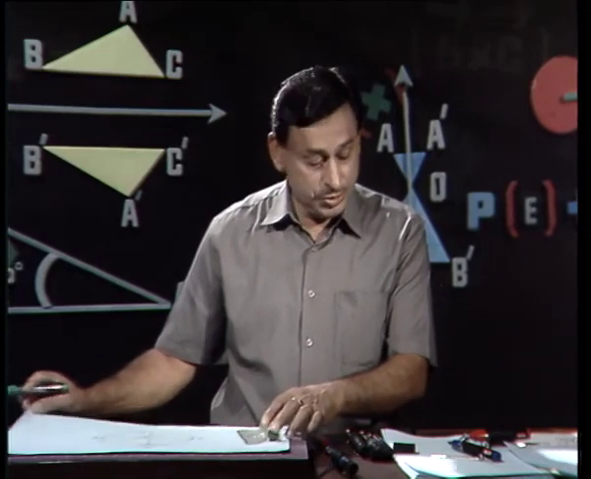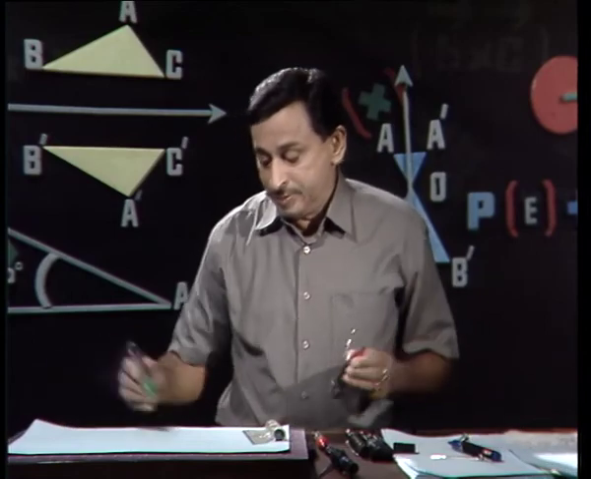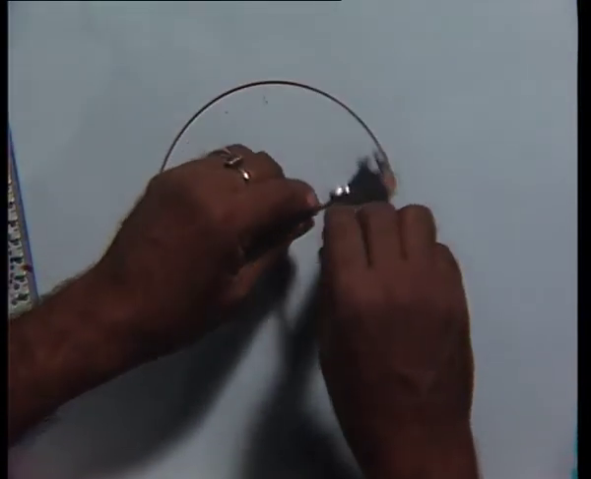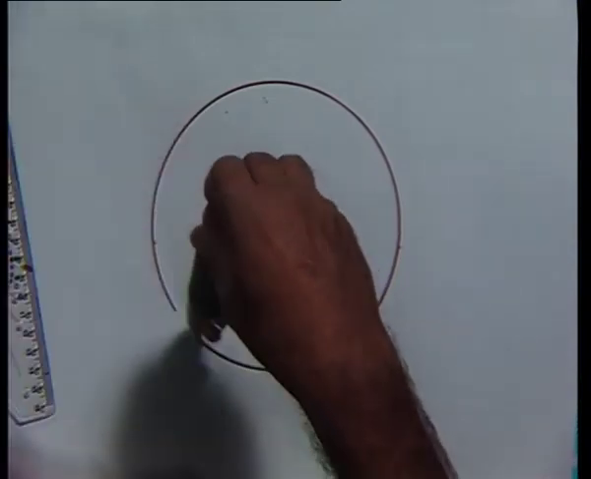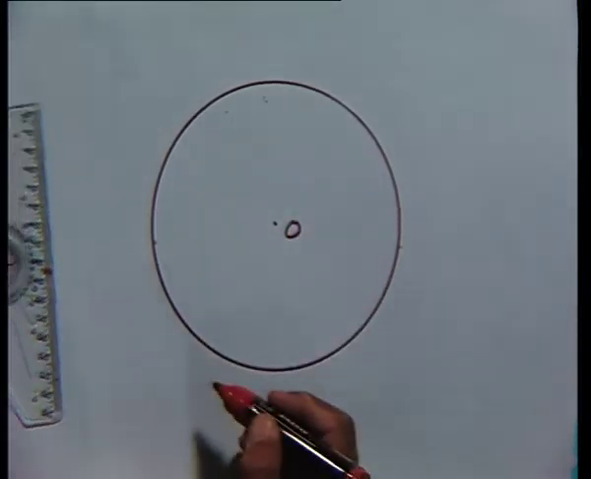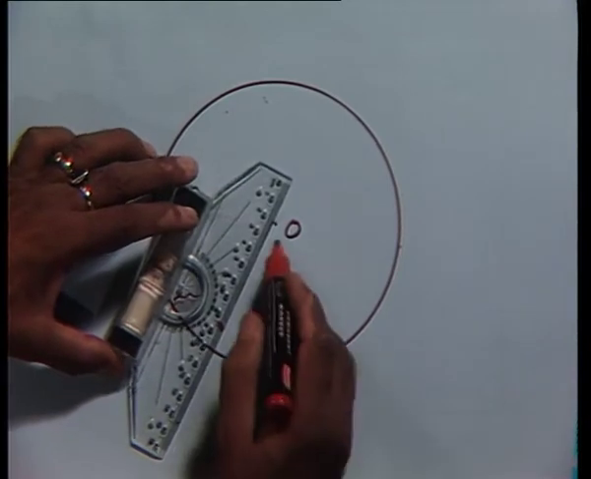For that purpose, once again we draw another circle. Take this as the center, and from here draw a circle. This is the circle that we have drawn. O is the center. Let us draw a central angle.